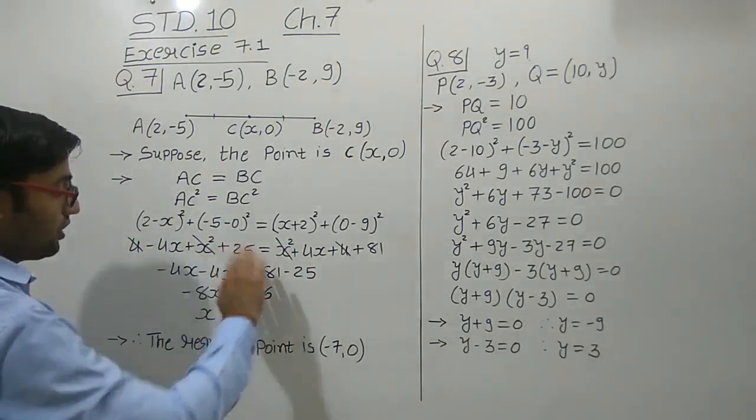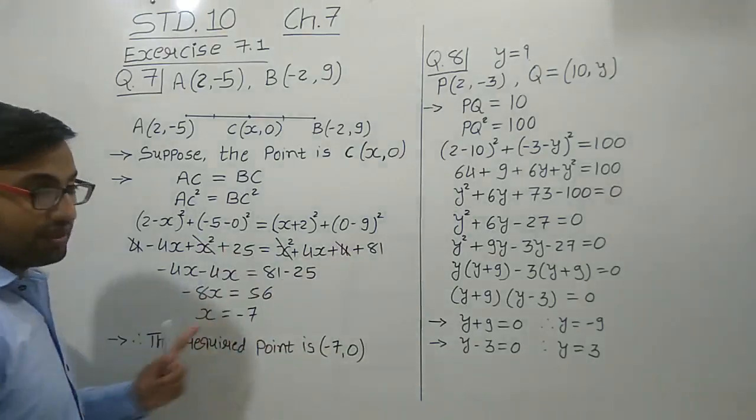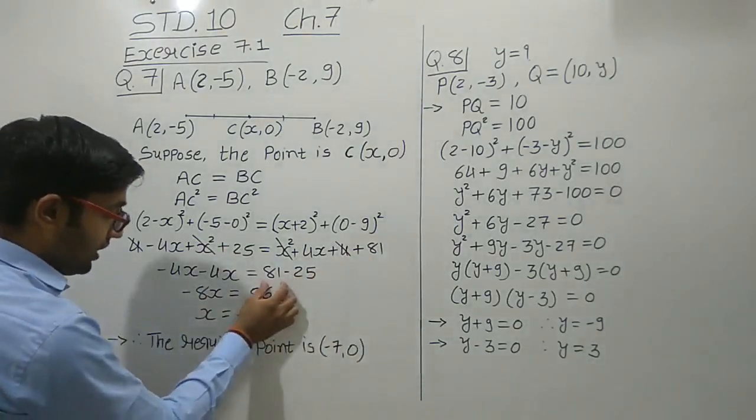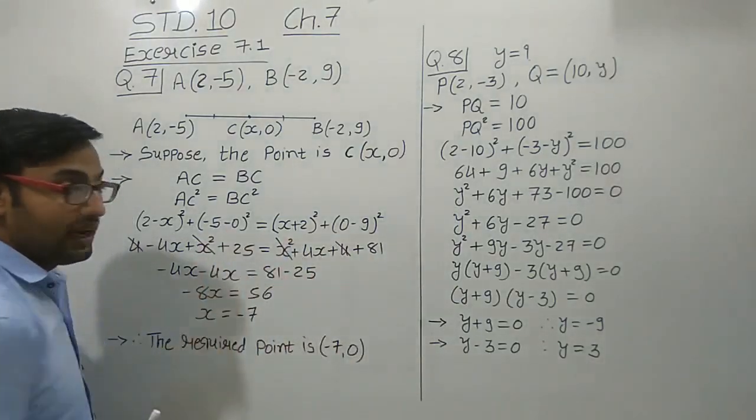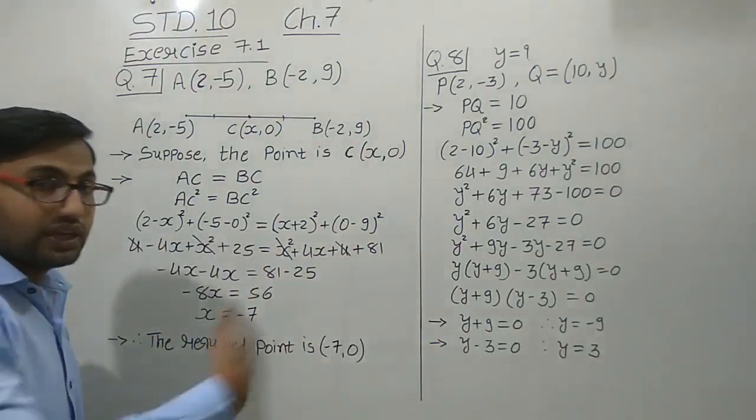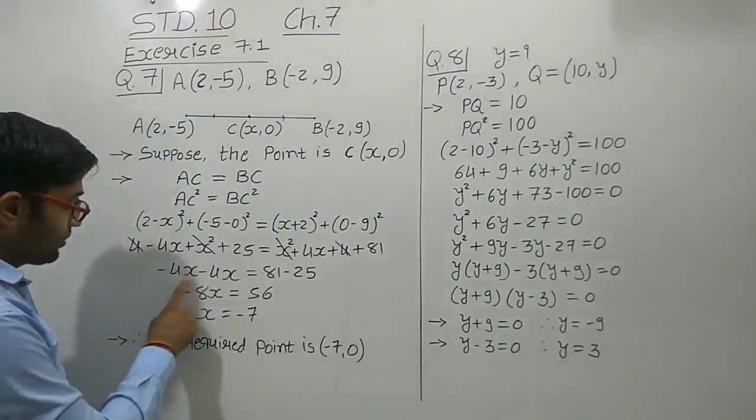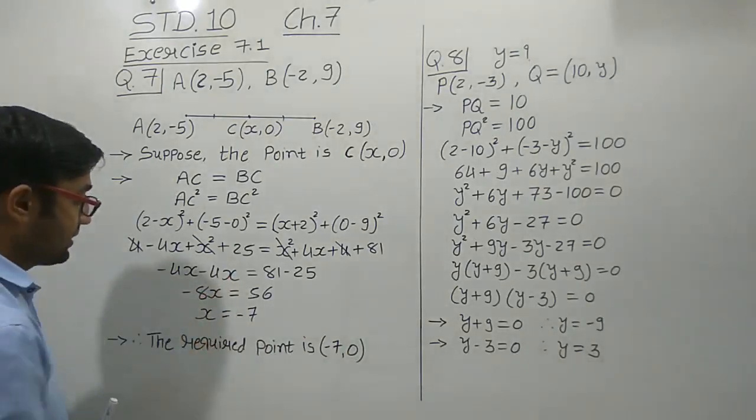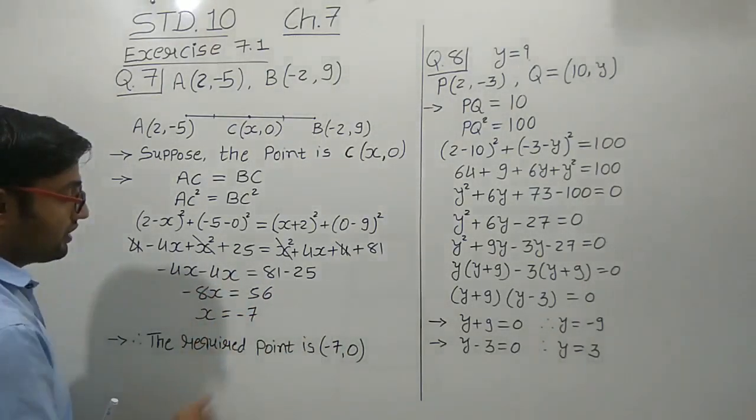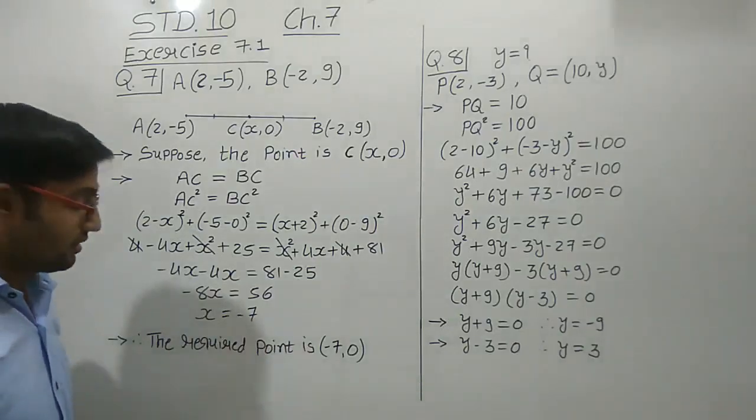So by taking this 25 to the right hand side, it will now become minus. So 81 is already there, this 25 is now minus. So 81 minus 25 to the right hand side. So now here we will get minus 4x minus 4x, that is minus 8x, is equal to 81 minus 25, that is 56.